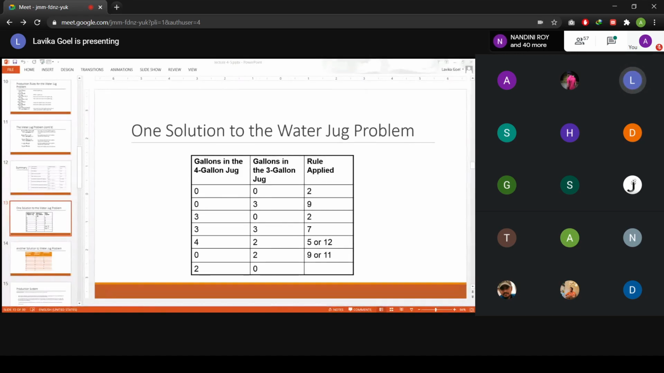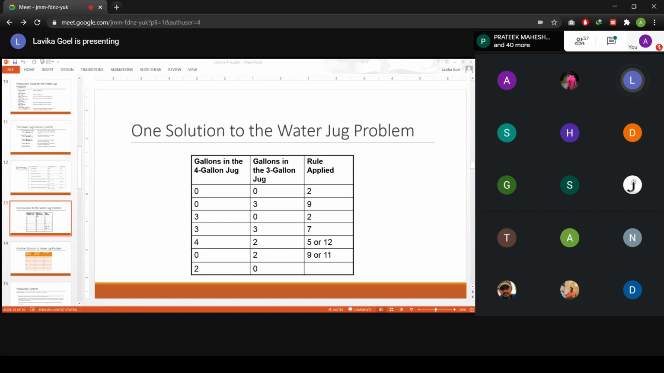And then finally you have 1 liter of water in the 3-gallon jug and 4 liters of water in the 4-gallon jug. So you transfer the water from the 4 to the 3-gallon jug until the 3-gallon jug becomes full. So that means you will be left with 2 gallons of water in the 4-gallon jug. So your final state would be 2, 3. So let's see this solution. Shubham, that solution is correct actually.